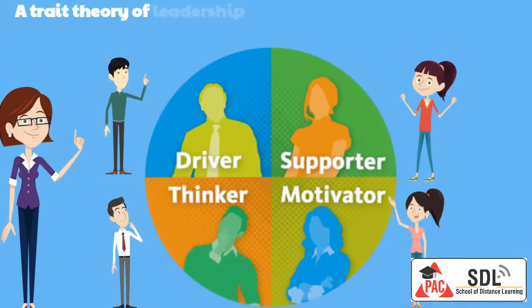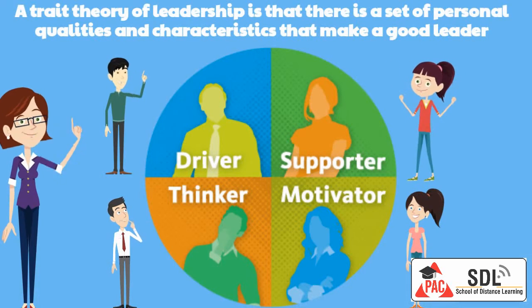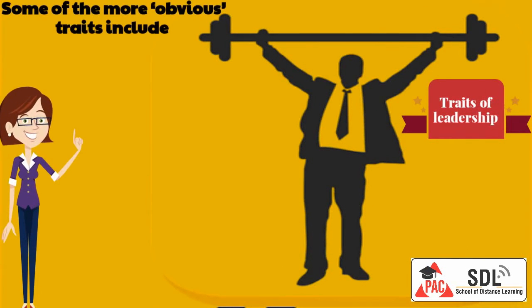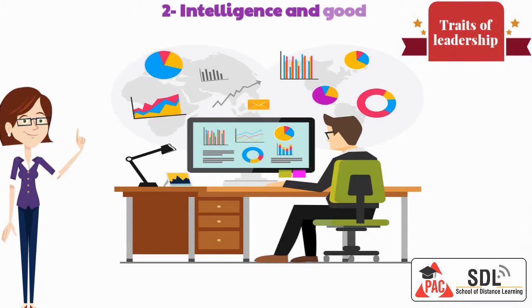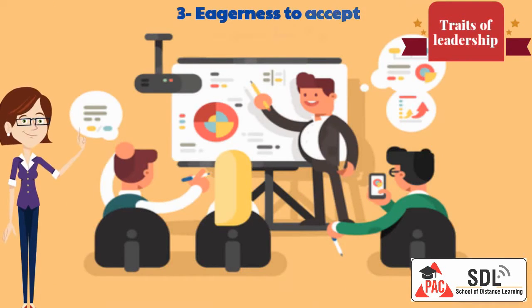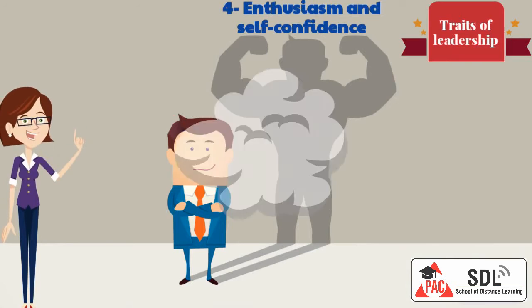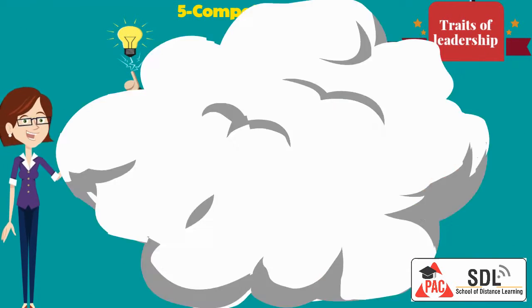Now, let's look at trait theories of leadership. A trait theory of leadership is that there is a set of personal qualities and characteristics that make a good leader. Some of the more obvious traits include: 1. Physical vitality and energy. 2. Intelligence and good judgment. 3. Eagerness to accept responsibility. 4. Enthusiasm and self-confidence.